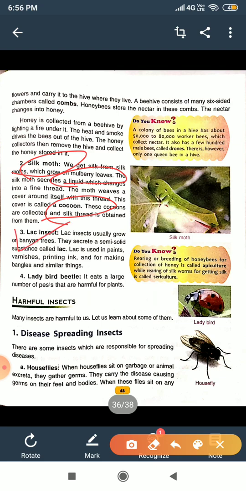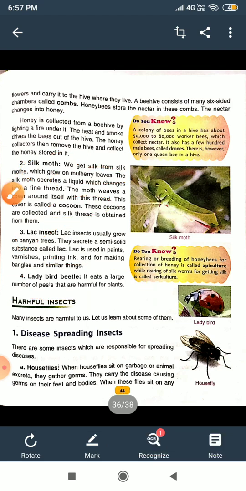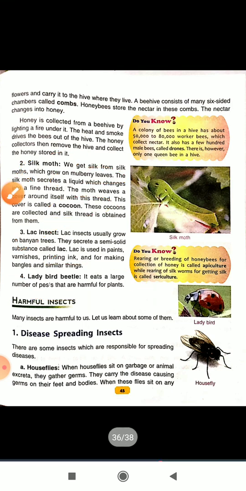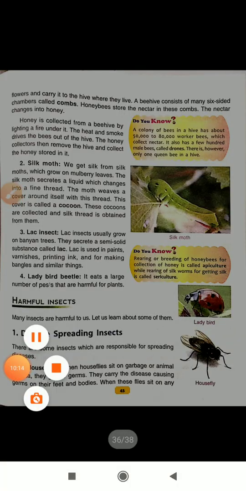Now come to the lac insect. The insects usually grow on banyan trees, and they secrete a semi-solid substance called lac, and lac is used in paint, varnish, printing ink, and for making bangles and other things. Okay, and fourth is the ladybird beetle. It eats a large number of pests that are harmful for the plant. Okay, so this is also useful for us. So this is all about the useful insects.